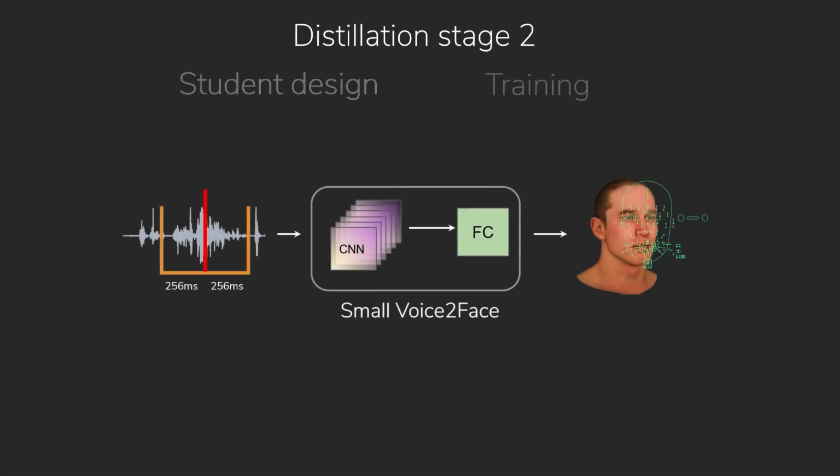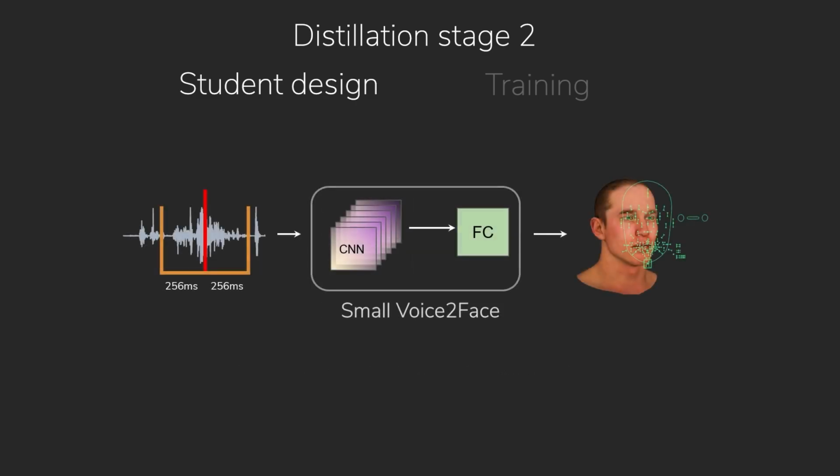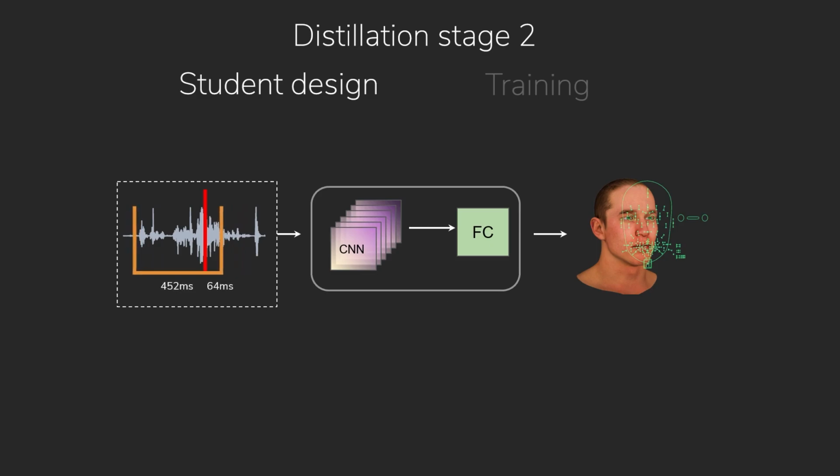Building on the small voice-to-face model, we designed two variants optimized for on-device and real-time use. For the on-device version, we reduced the number of convolutional channels by 75%, resulting in a tiny model with just 0.2 million parameters and a 3.4 megabyte per frame memory footprint. Our real-time design shifts the input window further into the past, keeping its total length unchanged. This simple adjustment reduces the output latency to just 64 milliseconds, only 25% of the original 256 millisecond delay.